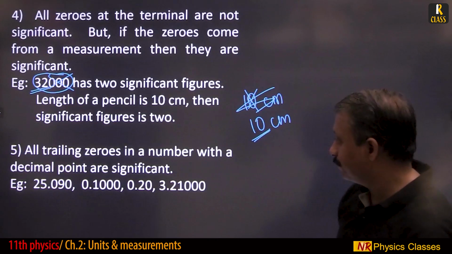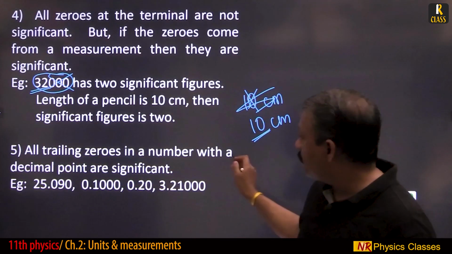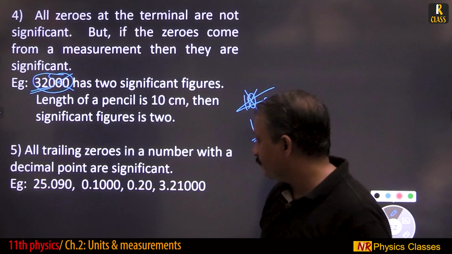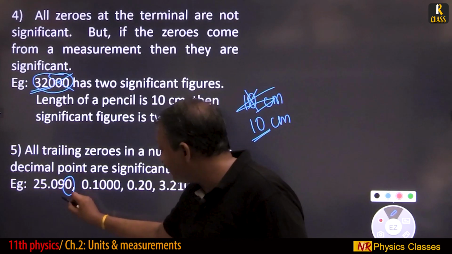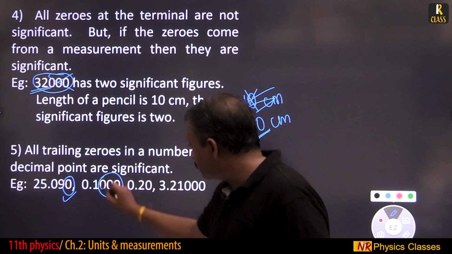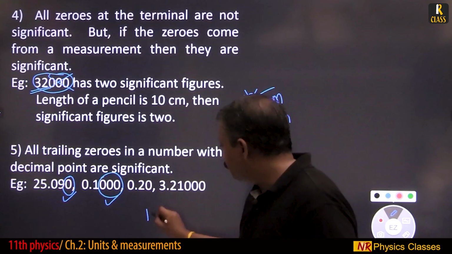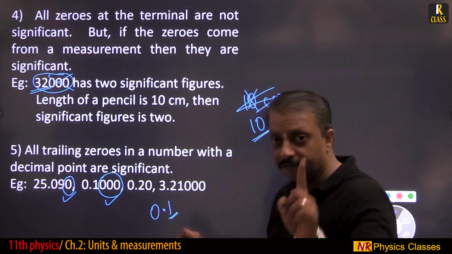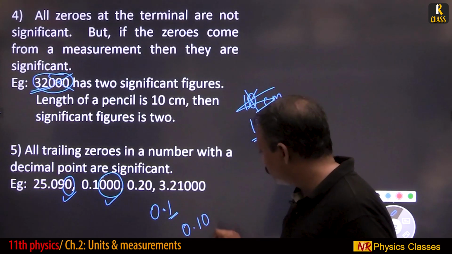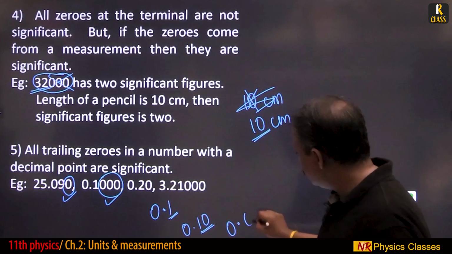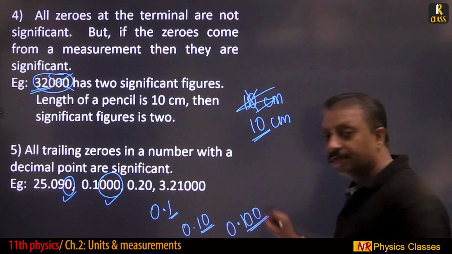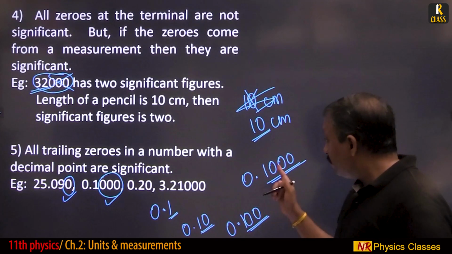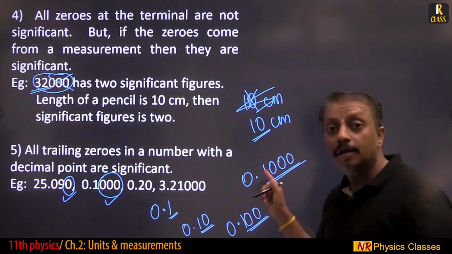Don't worry about that. All trailing zeros in a number with a decimal point are significant. Fine. See, this 0 is significant. These zeros are significant. 0.1: there is one significant figure. 0.10: these 2 are significant. 0.100: these 3 are significant. 0.1000: these 4 are significant. If the zeros appear after this, all are significant.